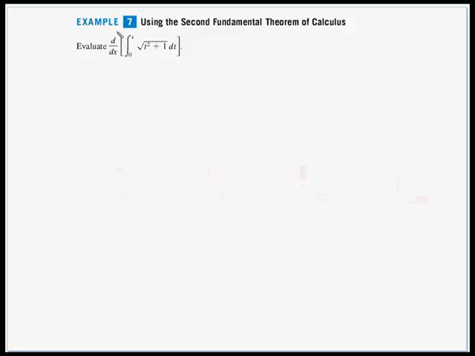So here in example 7, this is a very straightforward use of the second fundamental theorem of calculus. We're taking the derivative with respect to x of the definite integral from 0 to x of the square root of t squared plus 1 dt. Again, this is very straightforward. The derivative and integral will cancel out. We're simply using our upper limit x, that's going to drop down into this function, and this will become the square root of x squared plus 1. And there you have it.